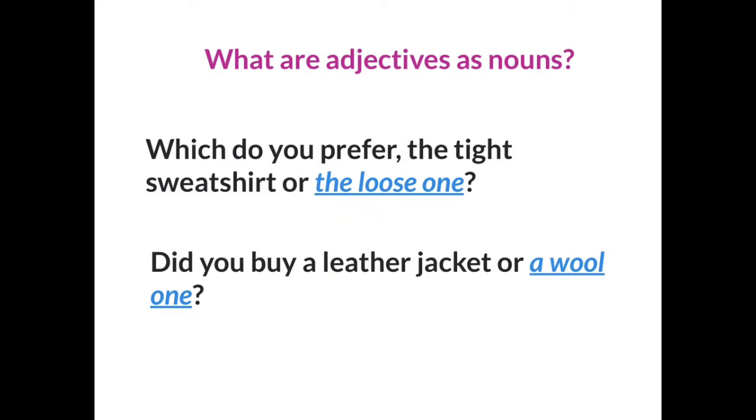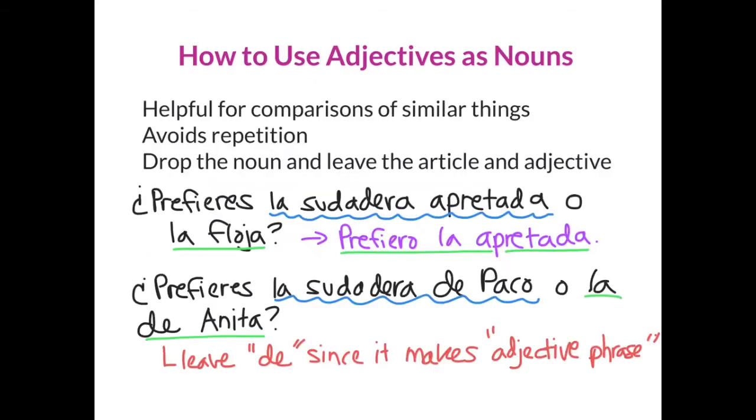How would you express the loose one, the wool one, the blue one? How would you create that in Spanish? These are helpful for when comparisons show up of similar things, so when you have more than one of an item, for example. This avoids repetition, so you don't have to say the item over and over again. In the past, you probably needed to say, "Do you prefer the red book or do you prefer the green book?" Now you can just say "the green one" instead, so it avoids repetition.